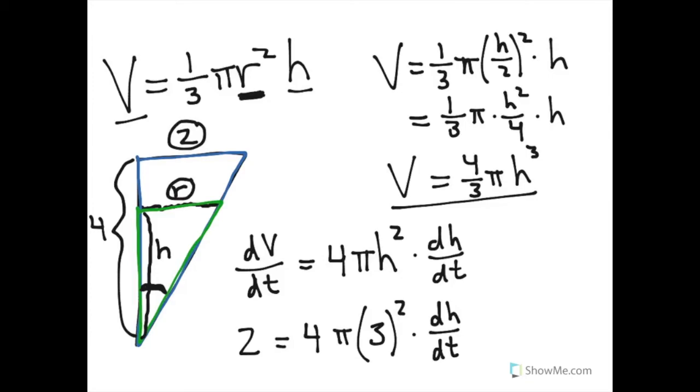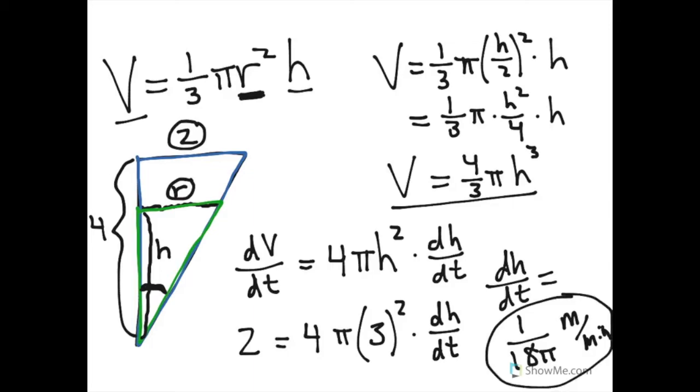That's really good because remember our goal was to solve for dh dt. So move everything else over to the other side. Let's see, 4 times 9 is 36, so divide by 36 pi. I think you get dh dt equals, let's see, 2 over 36, so 1 over 18 pi. And then thinking about our units, dh dt is meters per minute, because our volume had meters cubed per minute. So that came from the 2 over 36.